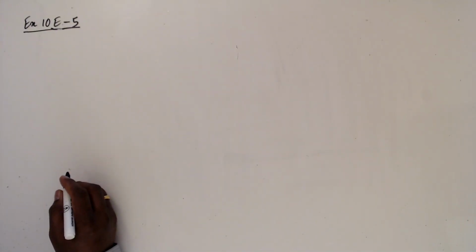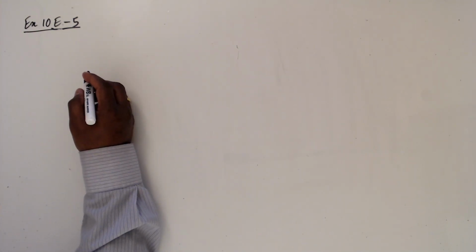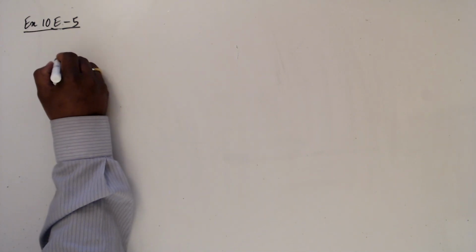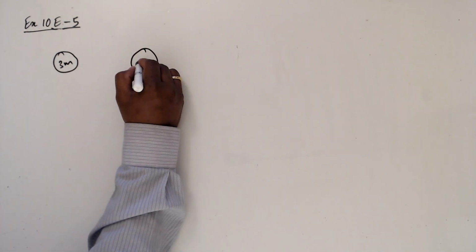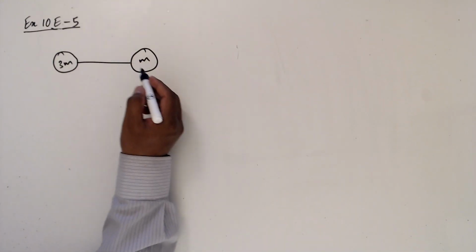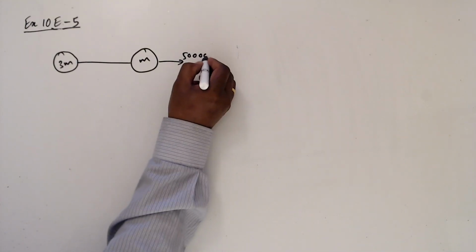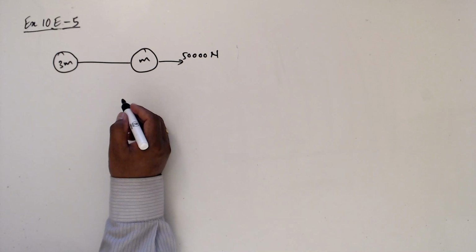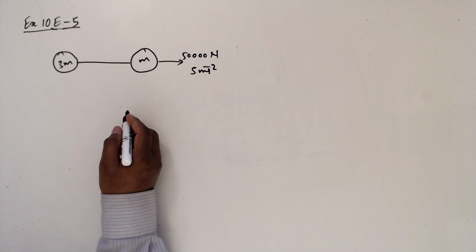Question number 5. A lorry of mass m kg towing a trailer of 3m, with a straight rod. The lorry and trailer are connected by an inextensible tow bar. The lorry exerts a driving force of 50,000 Newton, an external force of 50,000 Newton, and it accelerates at 5 ms minus 2.